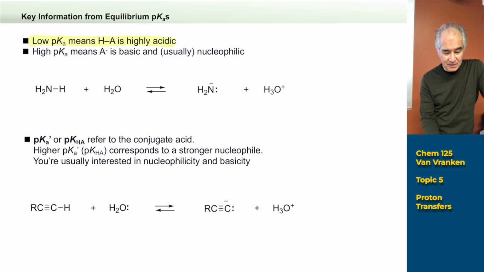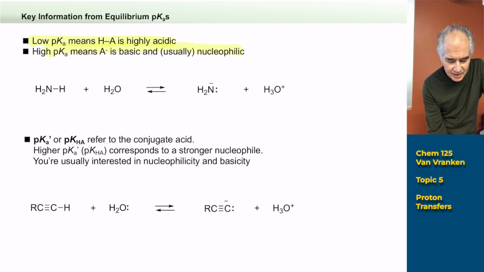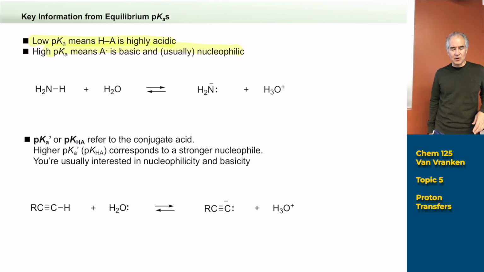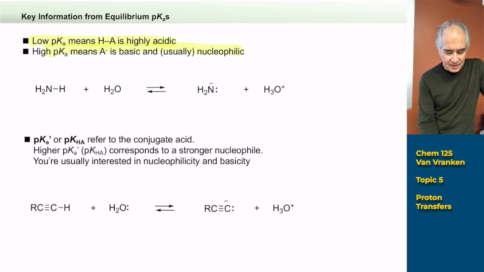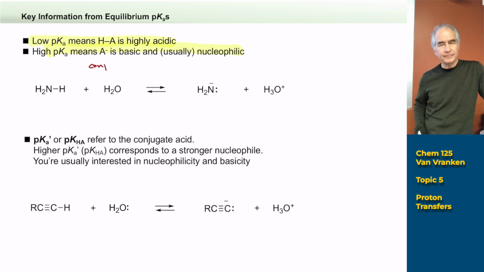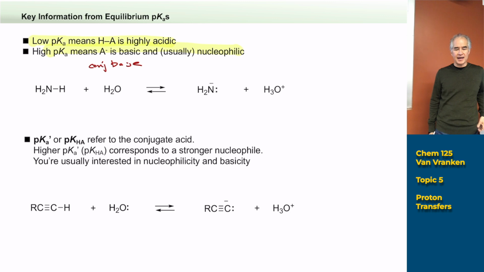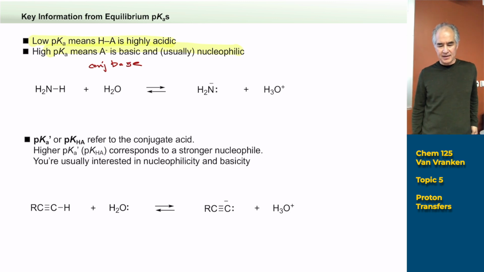So the converse of that, it's not really exactly the converse, is that high pKa means that the conjugate base, that's another word that always kind of threw me, the conjugate base from that acid, A minus, is highly basic. High pKa means the conjugate base A minus is highly basic.